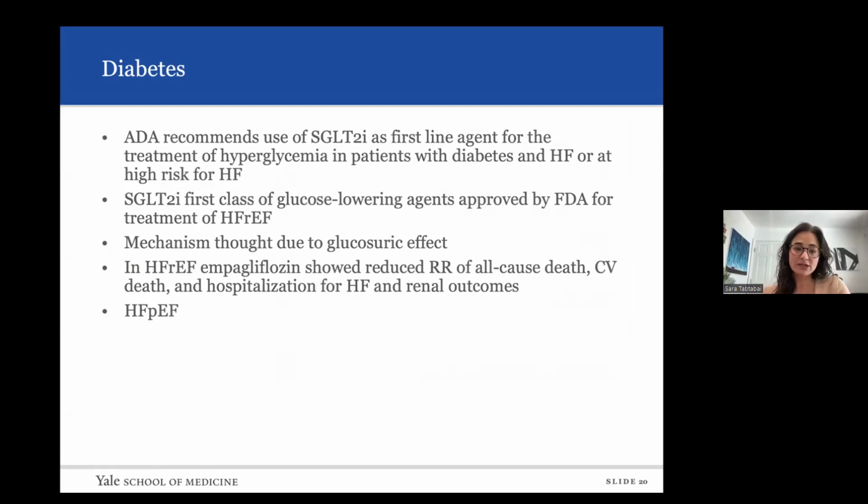SGLT2 inhibitors are the first class of glucose-lowering agents approved by the FDA for the treatment of HFrEF. And the mechanism is not fully understood, but it's really thought to be due to the glucosuric effect. And in HFrEF specifically, empagliflozin showed reduced risk of all-cause death, CV death, and hospitalization for heart failure and renal outcomes.